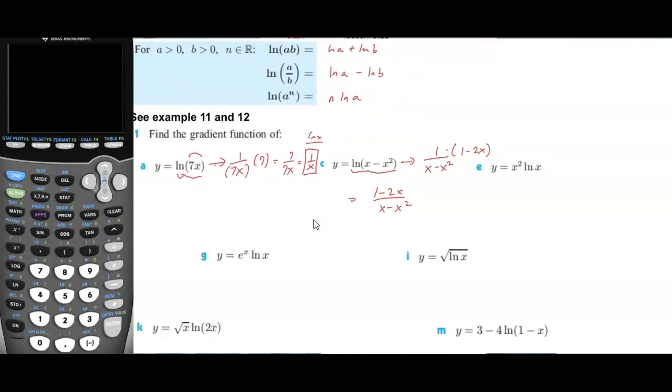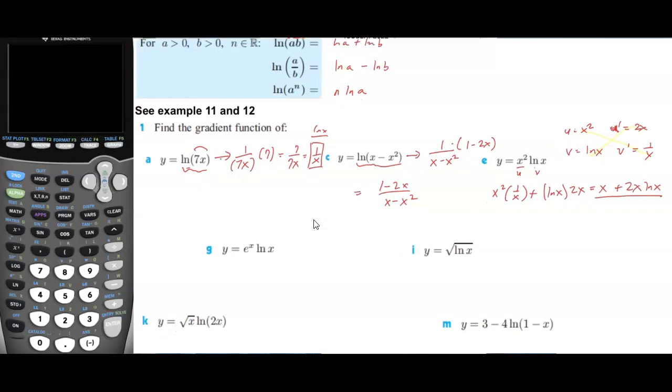Next one. Ooh, it is a product. So if this is u and this is v, then u equals x squared. U dash is equal to 2x. V equals natural log of x. V dash equals 1 over x. We're going to use product rule. We're going to multiply those together and those together. X squared times 1 over x plus natural log of x times 2x. Let's simplify that. X squared over x is x plus 2x natural log of x. Okay.